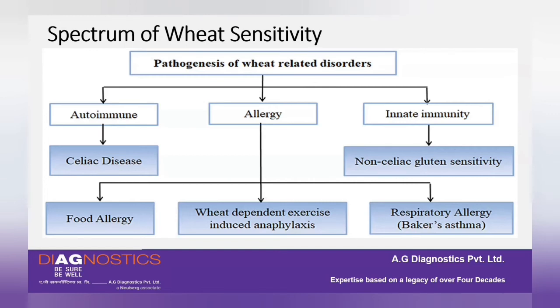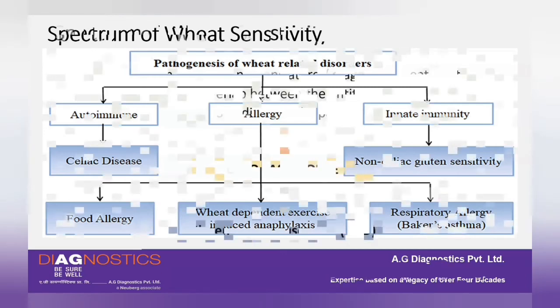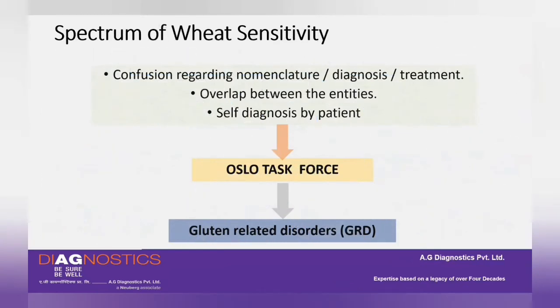Then the third group is where an innate immunity comes into the picture, and these disorders are classified as non-celiac gluten sensitivity. Now, because there was a lot of confusion regarding the nomenclature, diagnosis, and treatment of these different entities, also a clinical overlap is seen between the entities, and there is a lot of self-diagnosis by patients also in most of these cases.